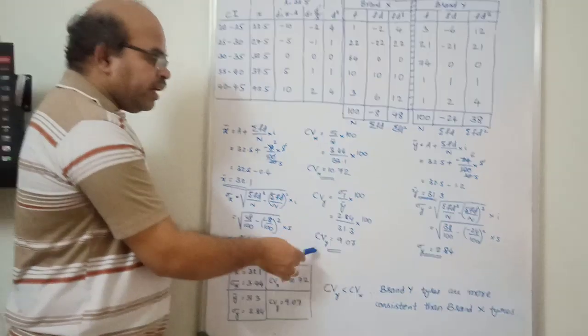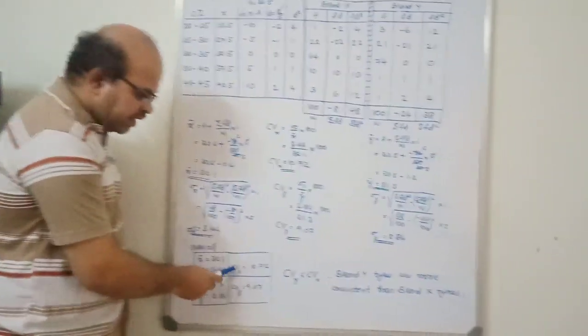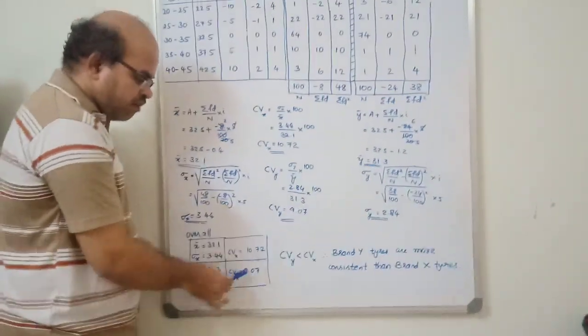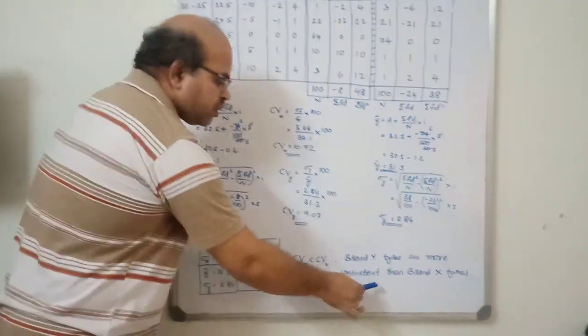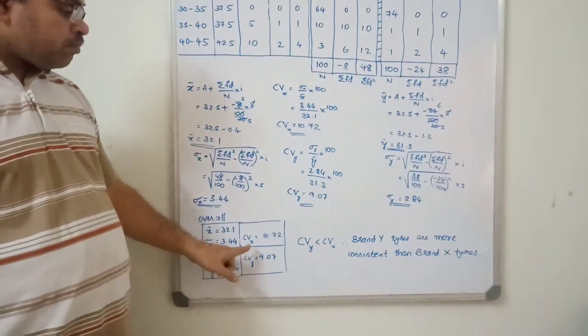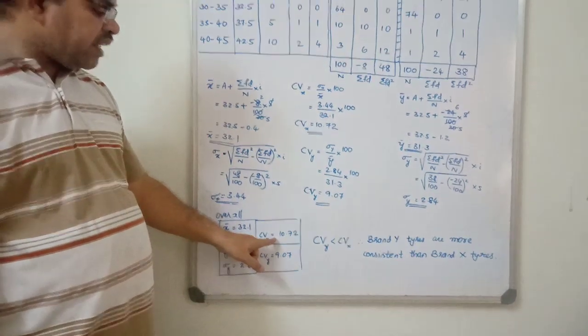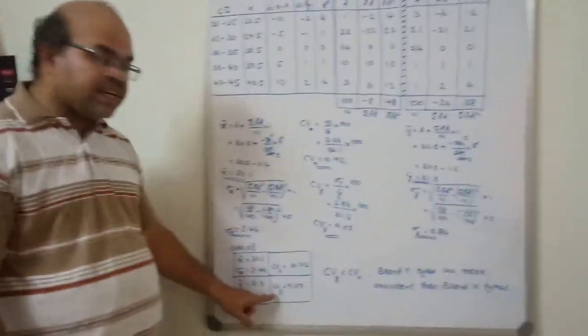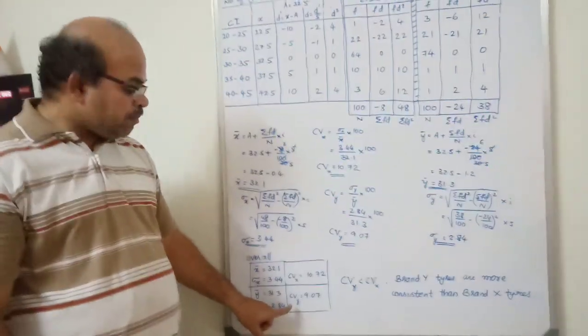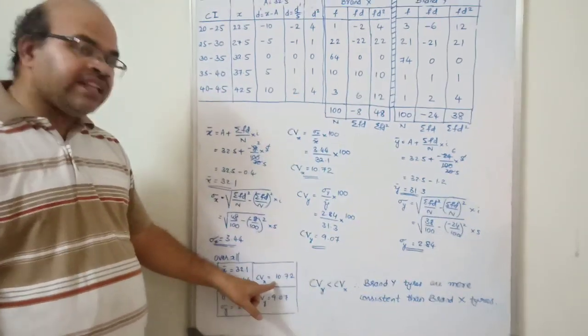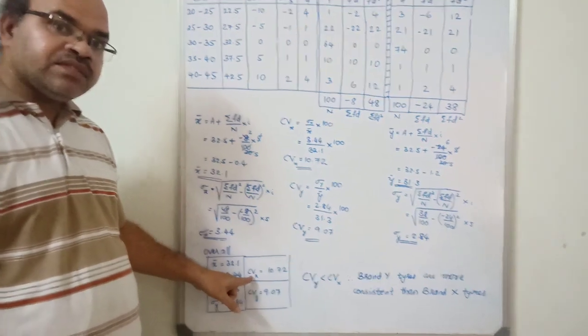So these two values, the coefficient of variation of x and the coefficient of variation of y, are both listed here. By using this table, we can come to this conclusion. If you observe, the variation in the tires y, that is in brand y, is lesser than the variation in the case of x.